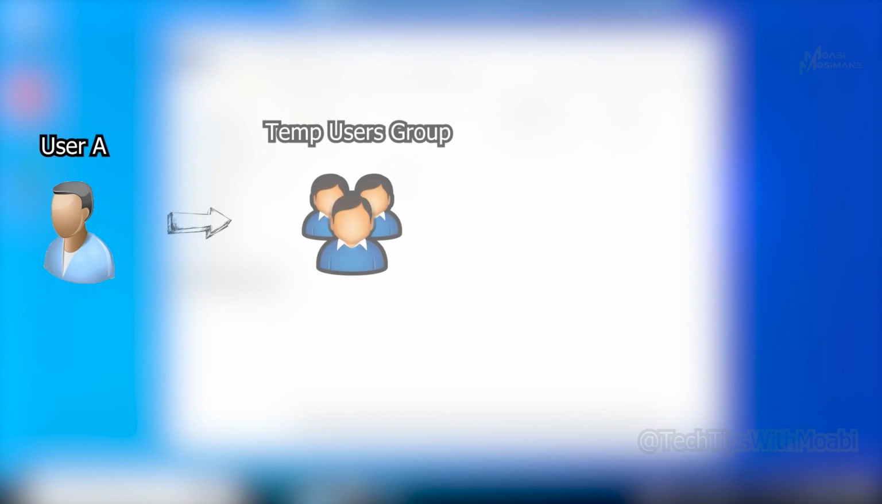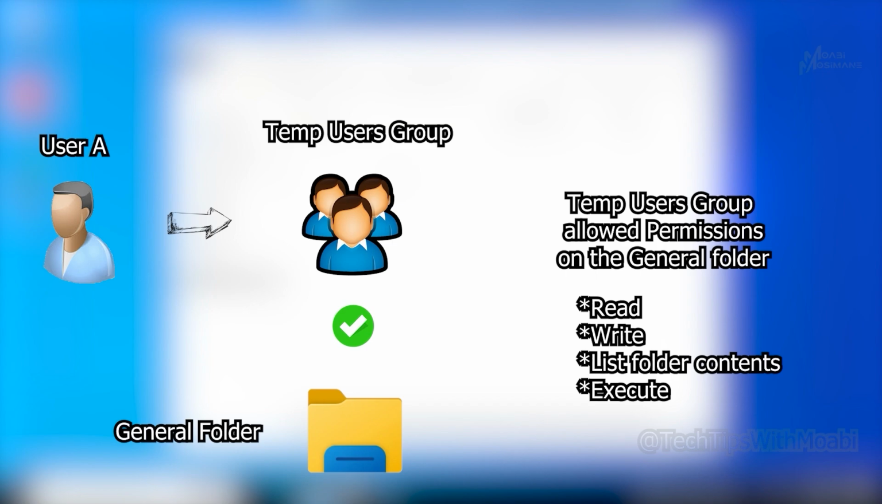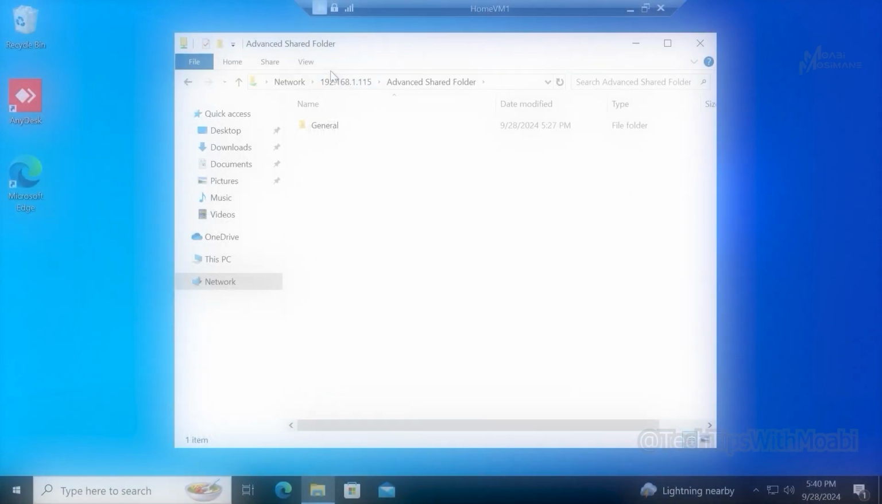So this user is user A, and this user is part of the temp users group. And if you remember, in the shared folder, I only added the temp users group to the general folder, and I also allowed the temp users group to be able to write into the general folder. So I'm going to open the general folder.